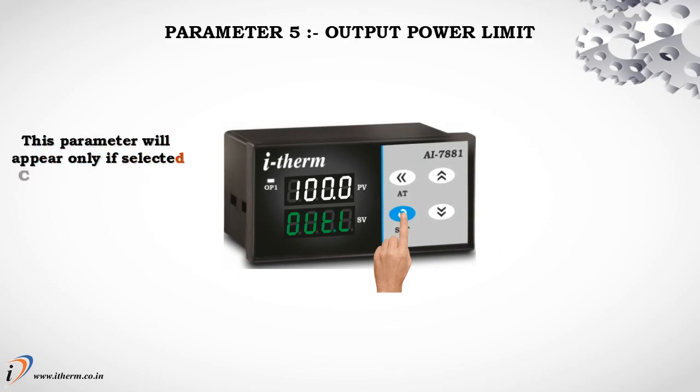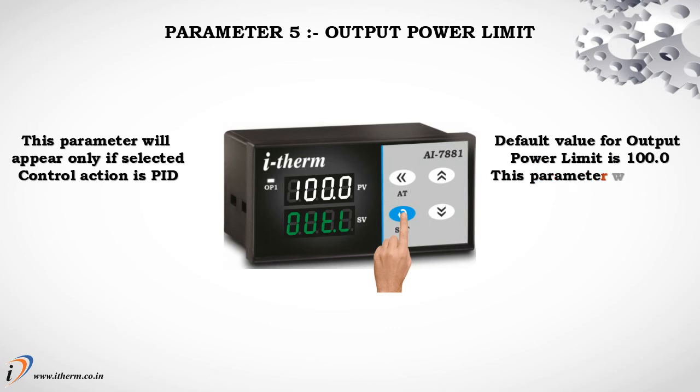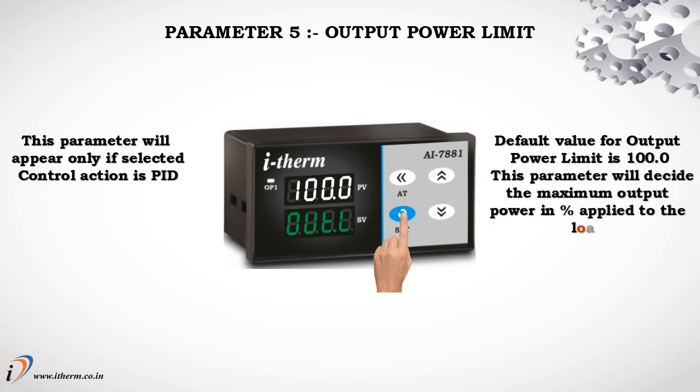Parameter 5, Output power limit. This parameter will appear only if the selected control action is PID. Default value for output power limit is 100.0. This parameter will decide the maximum output power in percent applied to the load.